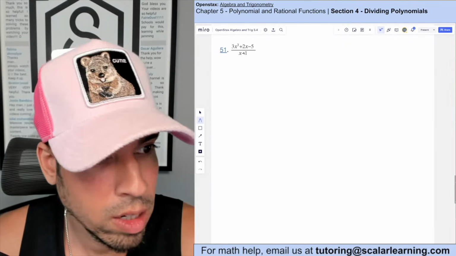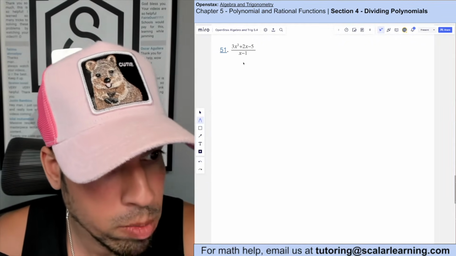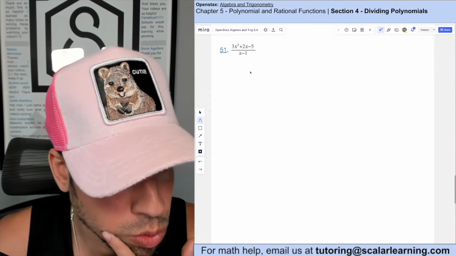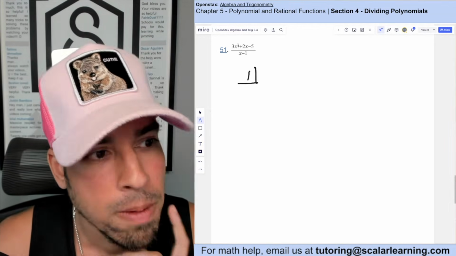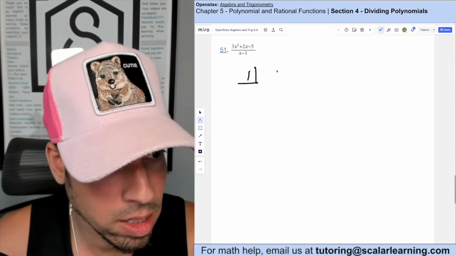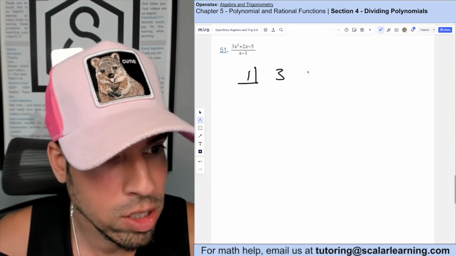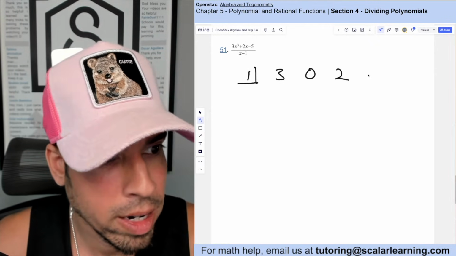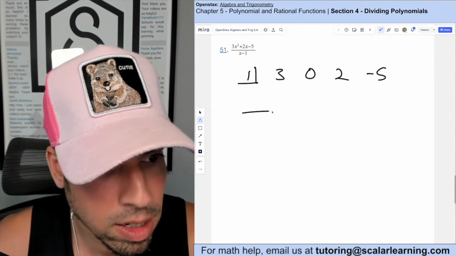For this one, once again, we're dividing by this bottom binomial, and to use synthetic division, we take the opposite of this value, which is 1. We throw that in the box. And then we have the coefficients of the top part with the polynomial being divided, which is 3. And then there's a 0x squared, right? 3x cubed, 0x squared, a 2x, and then a -5, and let's run it through.